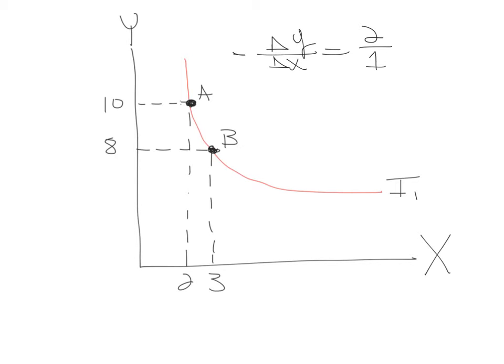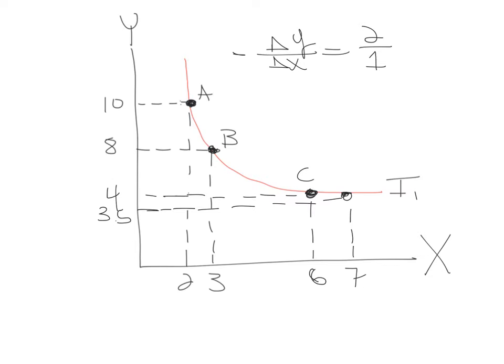Now let's see when the consumer has a lot more X. Let's say down here, this is about 6. And let's say this about here is about 4. And let's say this consumer moved from that point to that point, right? A little more X, or 1 more X, and how much Y? Well, let's say this is about 3.5.